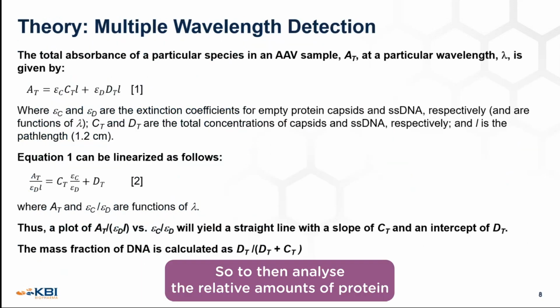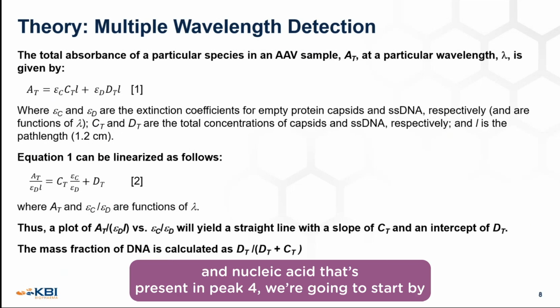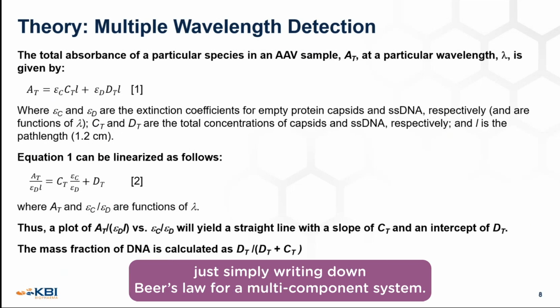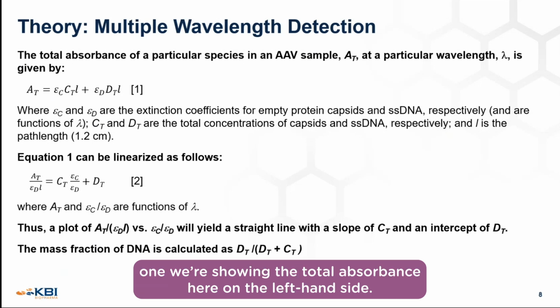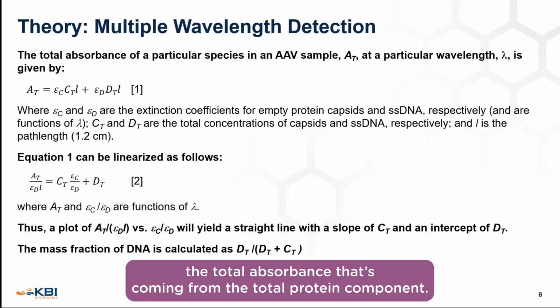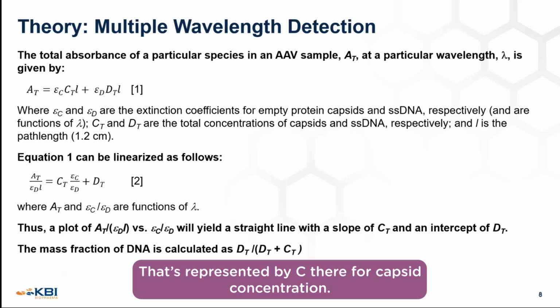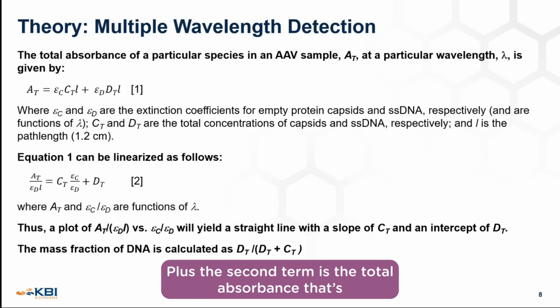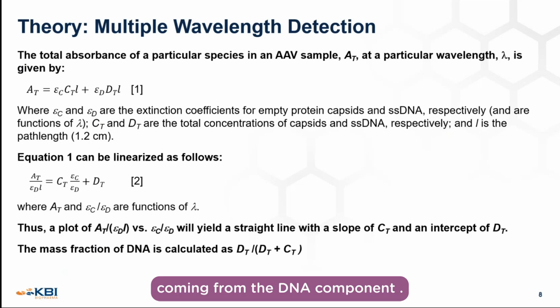Okay, so to analyze the relative amounts of protein and nucleic acid present in peak 4, we're going to start by simply writing down Beer's law for a multi-component system. In equation 1, we're showing the total absorbance on the left-hand side. That is equal to the absorbance coming from the total protein component, represented by C for capsid concentration, plus the second term, which is the absorbance coming from the DNA component.